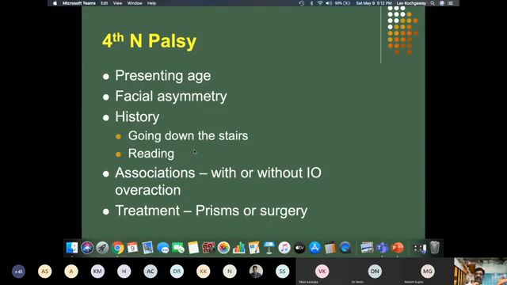So, due to the face posture, the head posture that the patient has been maintaining, you will notice a facial asymmetry in these patients, because they always maintain one posture that leads to some asymmetry in the face. That has to be very carefully looked for, and the history will be typical, like the double vision occurs mainly when looking down, because superior oblique is down and medial. So looking down, and most commonly they tell that while going down the stairs and while reading. So in these two situations, the double vision increases.